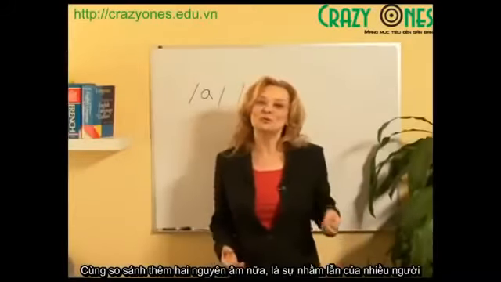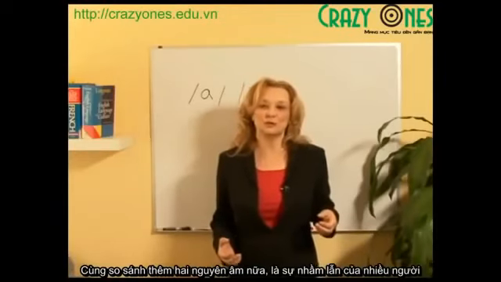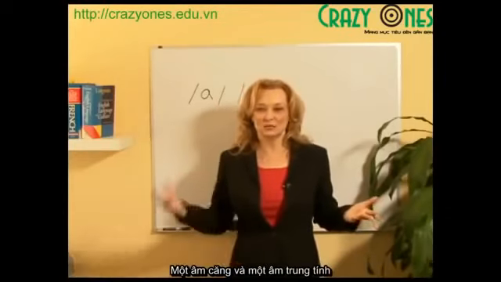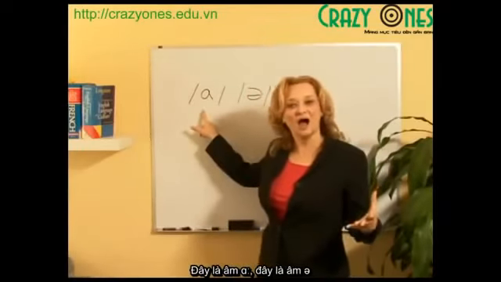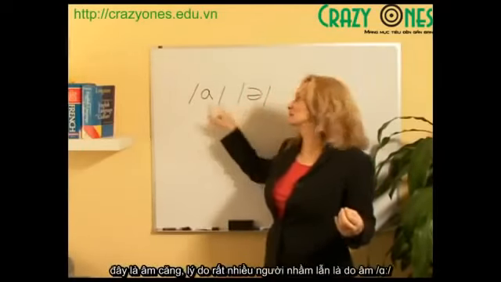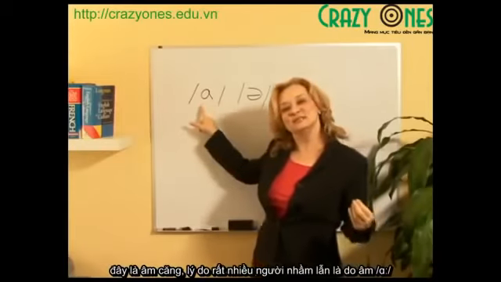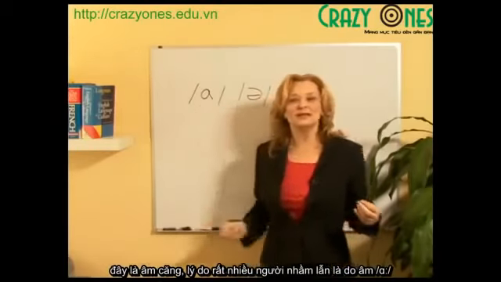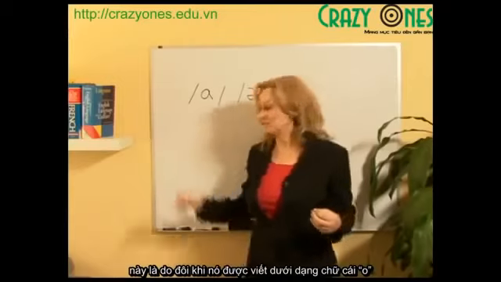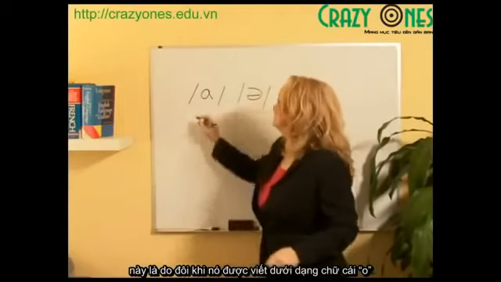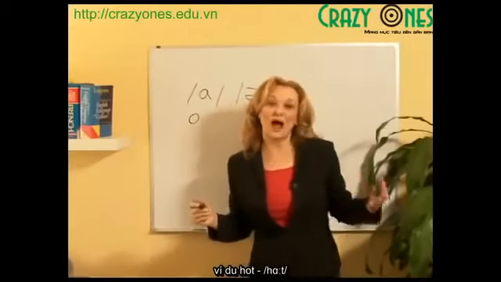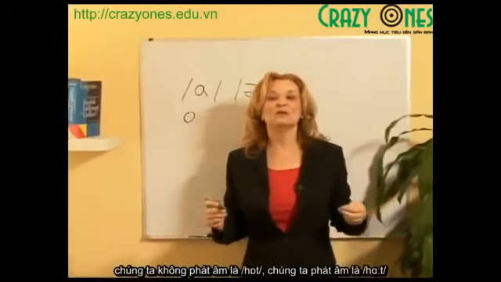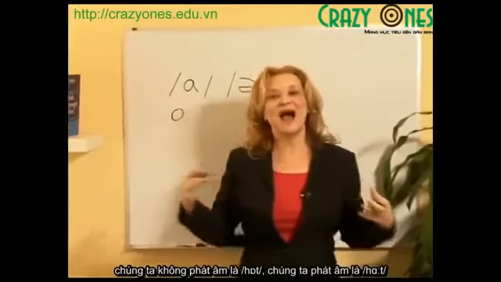Let's compare two more vowels that can be confusing to people. One of them is tense and one of them is neutral. This one is ah and this one is uh. This is the tense one. The reason this can be a problem for a lot of people is sometimes this vowel is actually spelled with the letter O. So for example, the word hot, H-O-T, we don't say hot, we say hot.